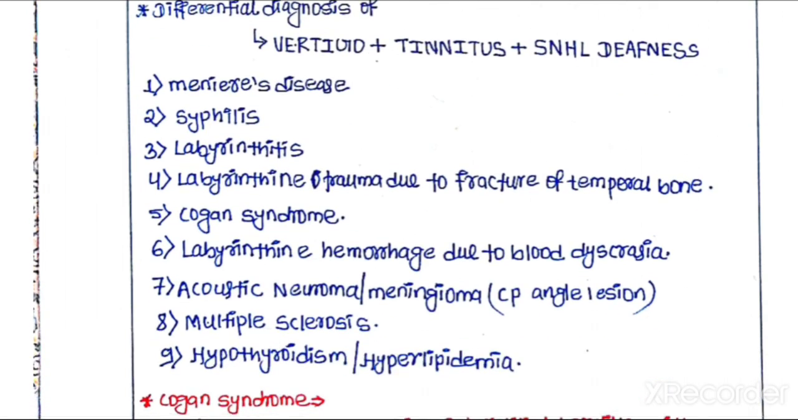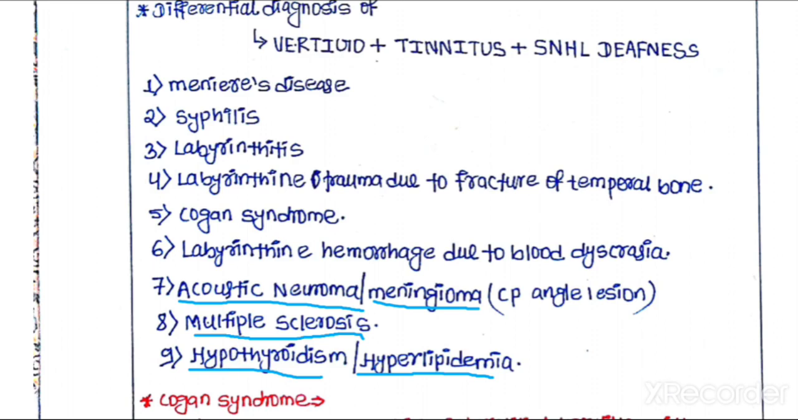It is also seen in acoustic neuroma and meningioma. Generally these types of tumor are present as cerebellopontine angle lesions. Multiple sclerosis is also one of the differential diagnoses, and symptoms like vertigo, tinnitus, and sensorineural hearing loss may also be present in hypothyroidism and hyperlipidemia.